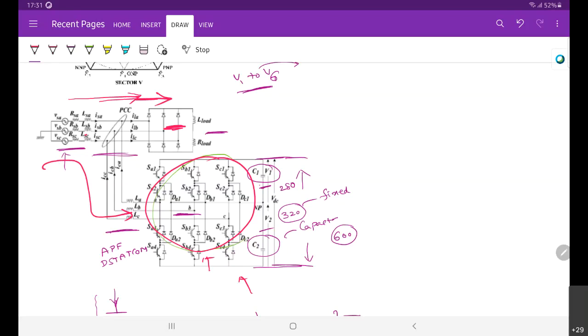Whatever reactive power there is, that is circulated between the load and this converter. From the source point of view, the reactive power is 0, so it is not drawing any reactive power. In that case, we need to balance these two capacitors. Then only can this capacitor balance problem occur.